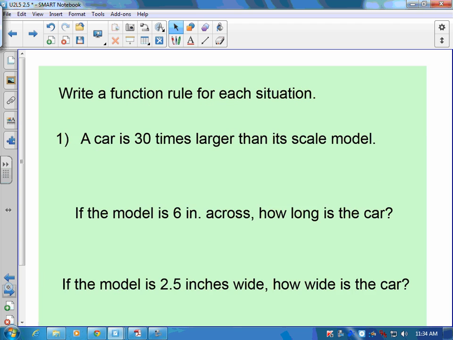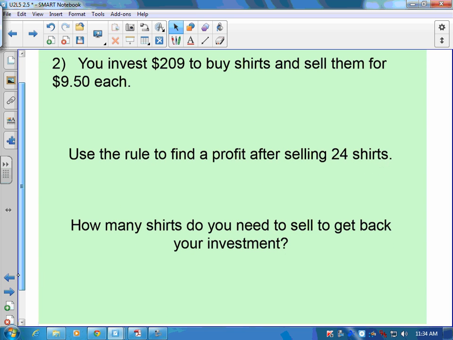All right, I want to do this last problem here, very similar to the last example that we did. We invest $209 to buy shirts, and we sell them for $9.50 each. So I need to name my variables. What are my variables going to represent in this problem?